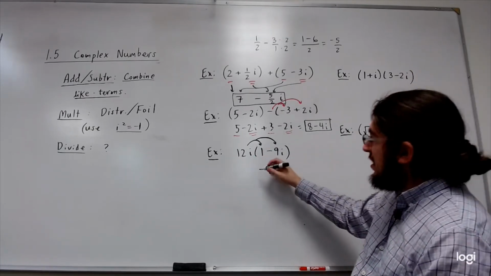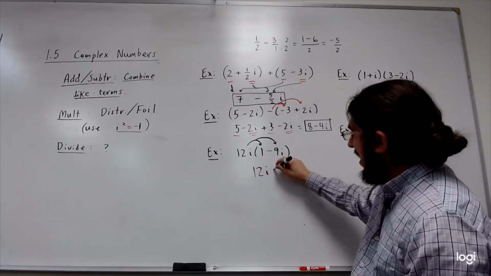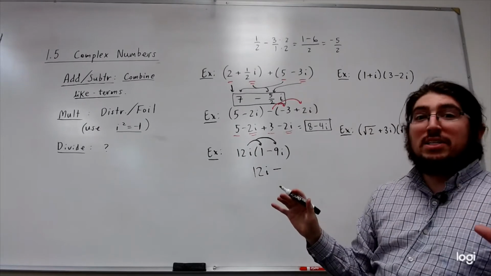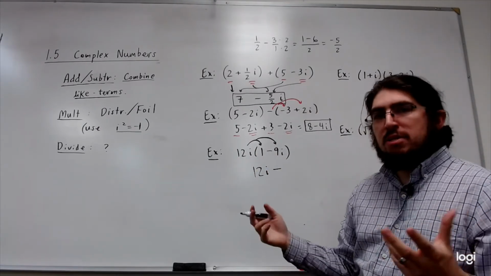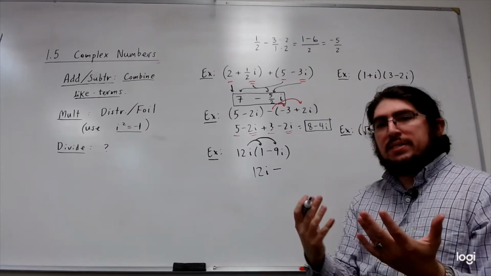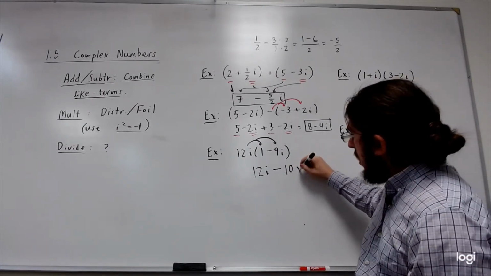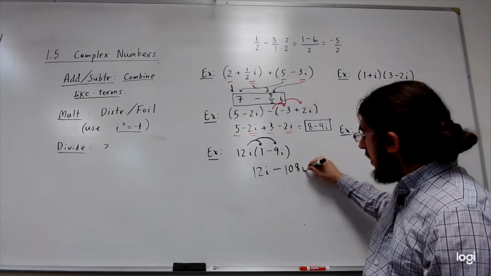So 12i times 1 is 12i. And then minus, let's see how this works. 12 times 9, well, 10 times 9 is 90. 2 times 9 is 18. 90 plus 18 is 108. So it's 108, but we have i times i, which is i squared.